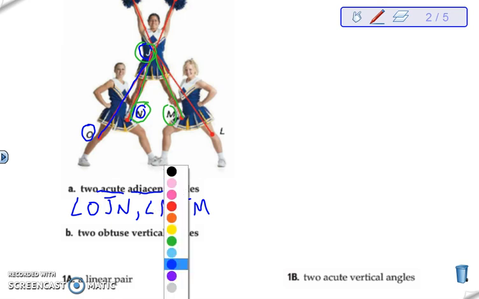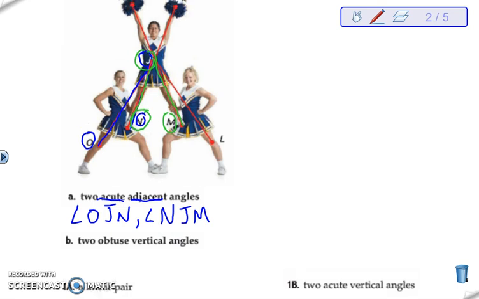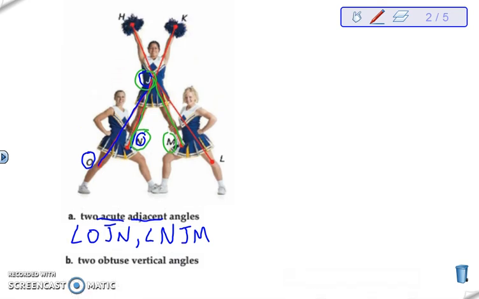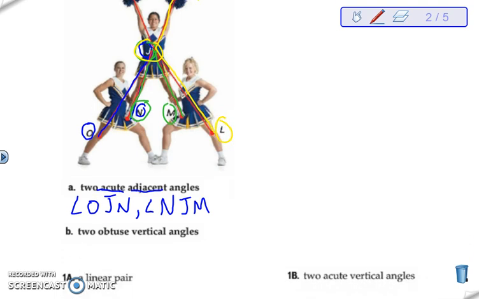All right, for the next one, we need two obtuse vertical angles. Again, we want to pick out an obtuse angle, which we said was an angle bigger than 90 degrees. Let's say we pick this one. Which three points did I pass? Well, I passed through K, J, and L. So again, that's K, J, and L.